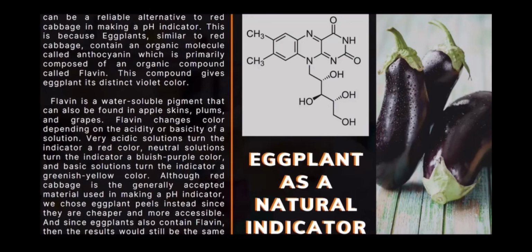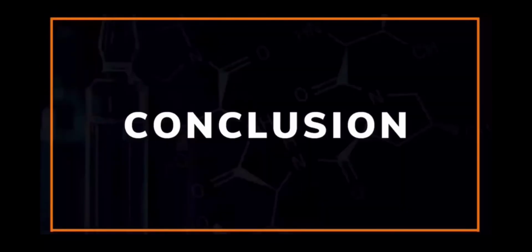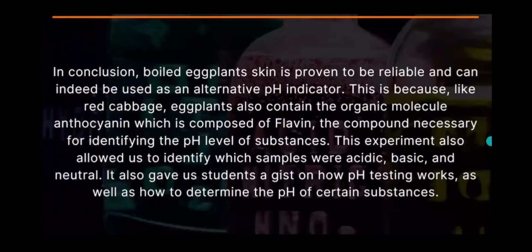So in conclusion, boiled eggplant skin is proven to be reliable and can indeed be used as an alternative pH indicator. This is because, like red cabbage, eggplants also contain the organic molecule anthocyanin, which is composed of flavin, the compound necessary for identifying the pH level of substances.